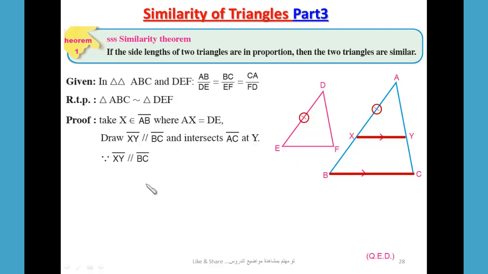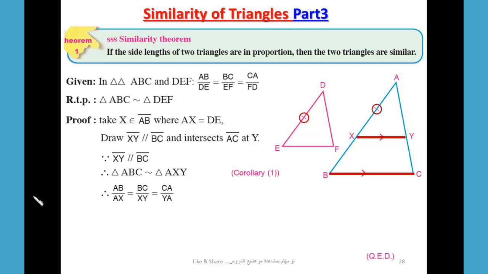Since XY is parallel to BC, then we can say that triangle ABC is similar to triangle AXY, and we have to write it in the same order. Triangle ABC is similar to triangle AXY. This is from corollary 1. Since the two triangles are similar, then the corresponding sides are proportional.